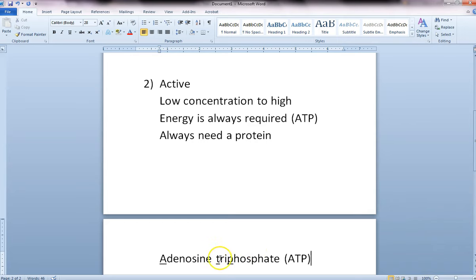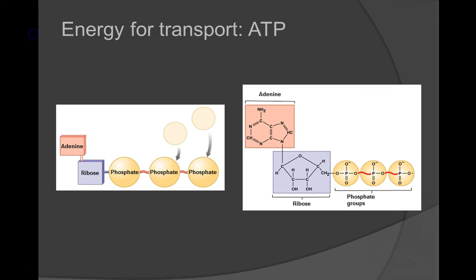Tri means, this part right here, means 3. So if you look at the structure, we've got 1, 2, 3 phosphates next to each other. Now, these phosphates are all negatively charged. You should notice these negative charges. And what did we say about negative charges and positive charges? Well, negative likes positive, but it turns out negative hates negative.